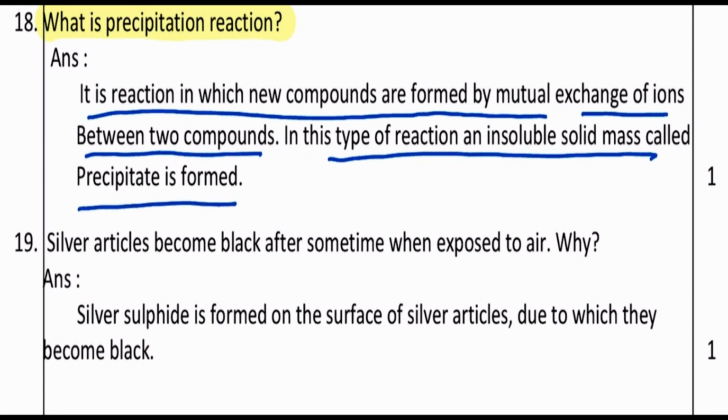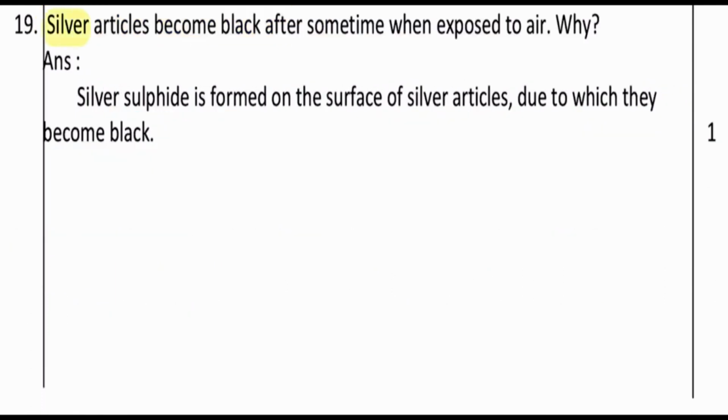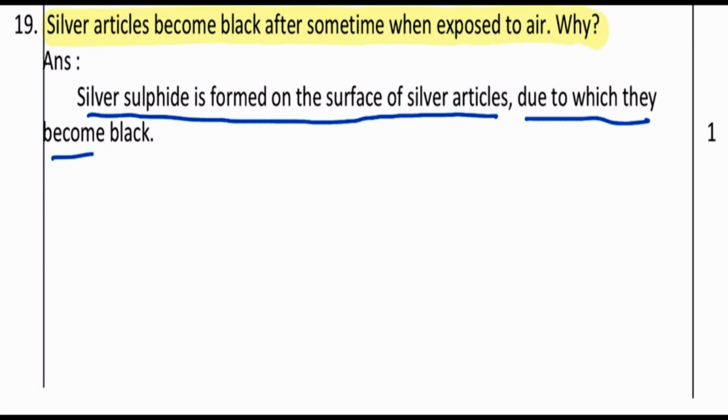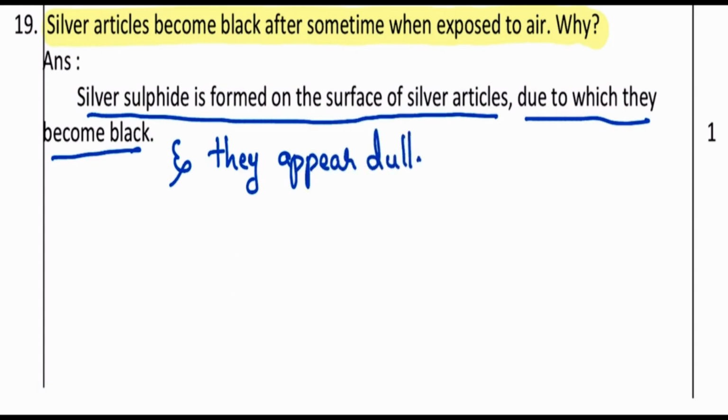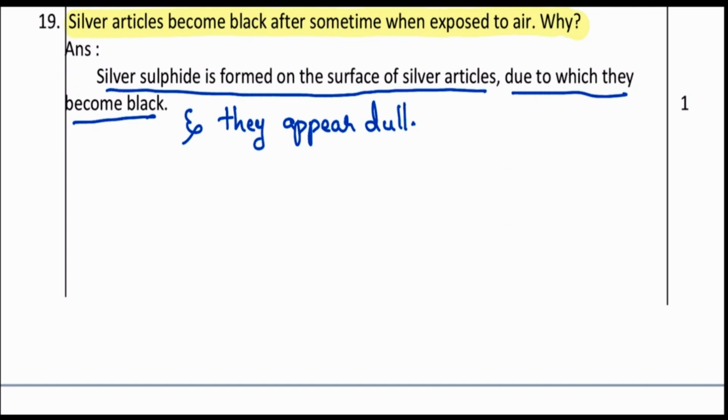Or you can simply write it as a reaction in which an insoluble solid known as the precipitate is formed. It is called precipitation reaction. Next question. Silver particles become black after some time when exposed to air. Why? Answer is silver sulfide is formed on the surface of silver particles, due to which they become black and appear dull. Okay, next question.